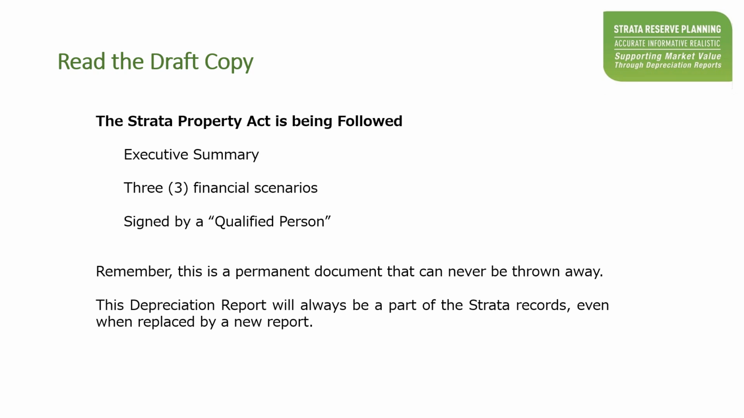The Strata Property Act must be followed. There must be an executive summary. There must be three financial scenarios, and it must be signed by a qualified person. Now, I will give it to you that the qualified person rule comes into effect as of July 1st, 2025, but it makes no sense not to use a qualified person today. Remember, this is a permanent document that can never be thrown away. The depreciation report will always be a part of the Strata records, even when replaced by a new report.